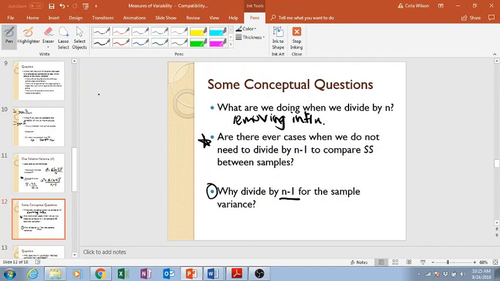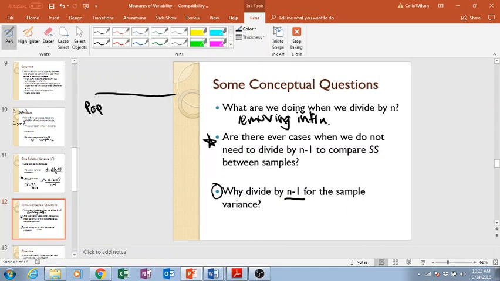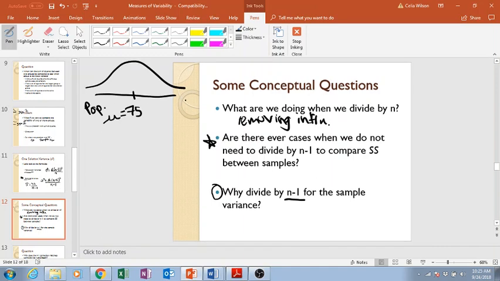Say we have a population, and I'm just going to write POP for population. It has a mean of 75, and the symbol for the mean of the population is mu. So it has a mu of 75, and then the curve looks about like this.